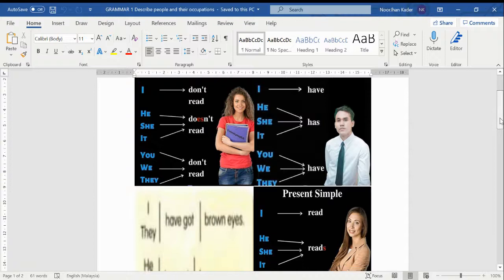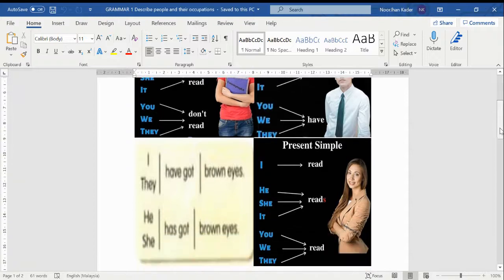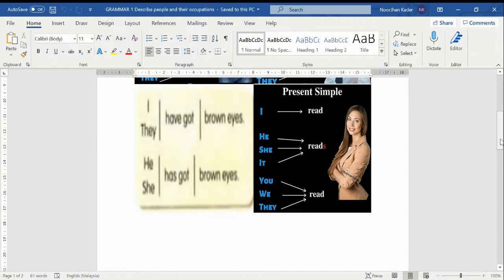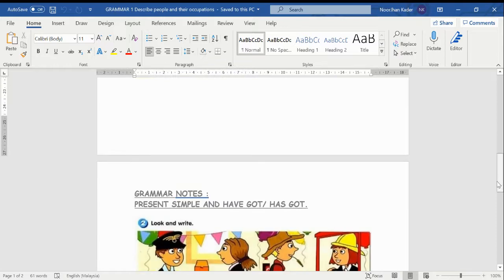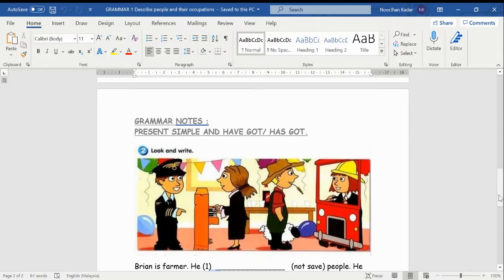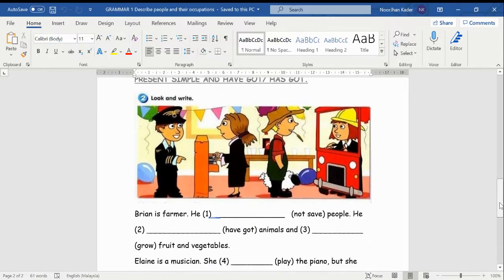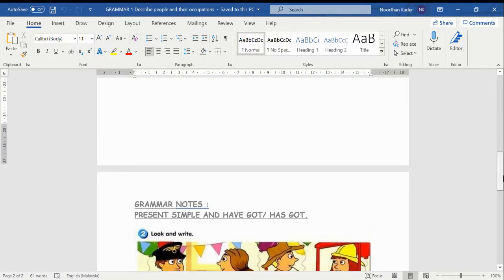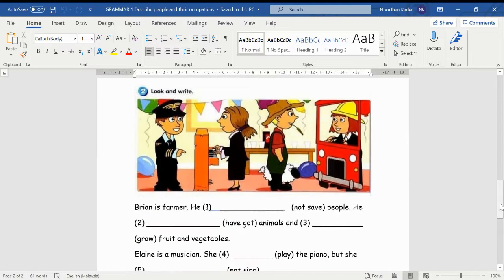Okay, we can come back to this once we are writing the descriptions of people and their occupation in this paragraph here. So if you are not sure, you can check again. We can go back to the grammar notes here to check. Okay, so let's do this now.